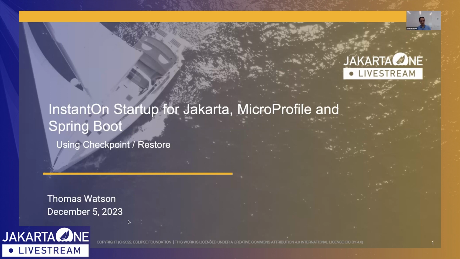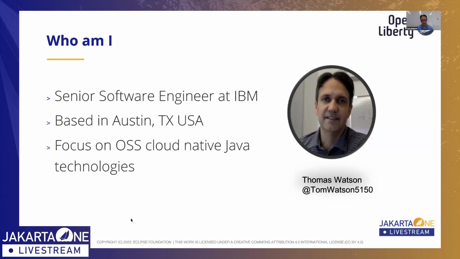So just a little bit about myself. Like I said, I'm Tom Watson. I work at IBM. I'm a senior software engineer here. I'm based out of Austin, Texas, and I have a focus on open source software for cloud native Java technologies. Most of my time right now is spent in the Open Liberty project, which is our open source project for implementing Jakarta EE as well as MicroProfile, among other things for our runtime.